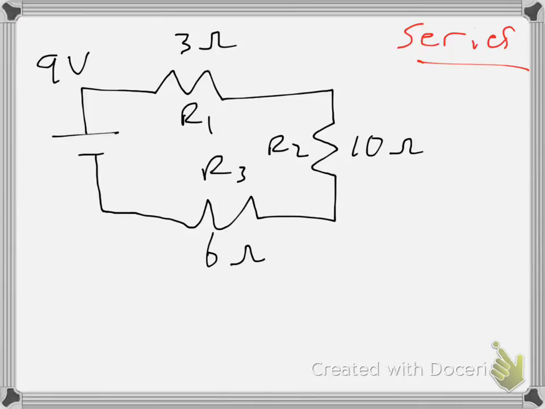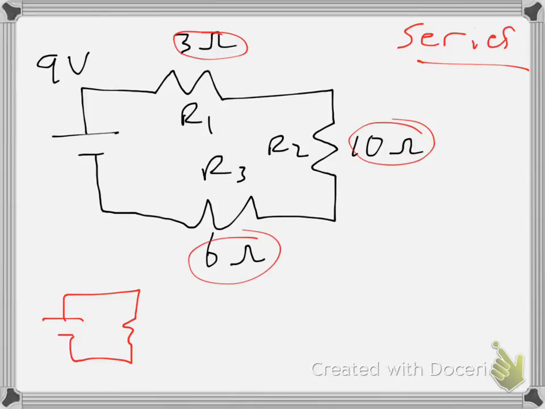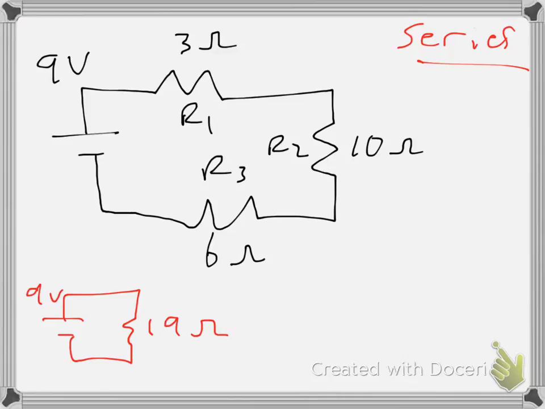So, really what I have, I could rewrite this circuit with one resistor because I could just add up all of these resistances. Because that's the rules for a series circuit. So 3 plus 10 plus 6, that's the same as 19 ohms. So it's really like I have this circuit here. It's really no different.